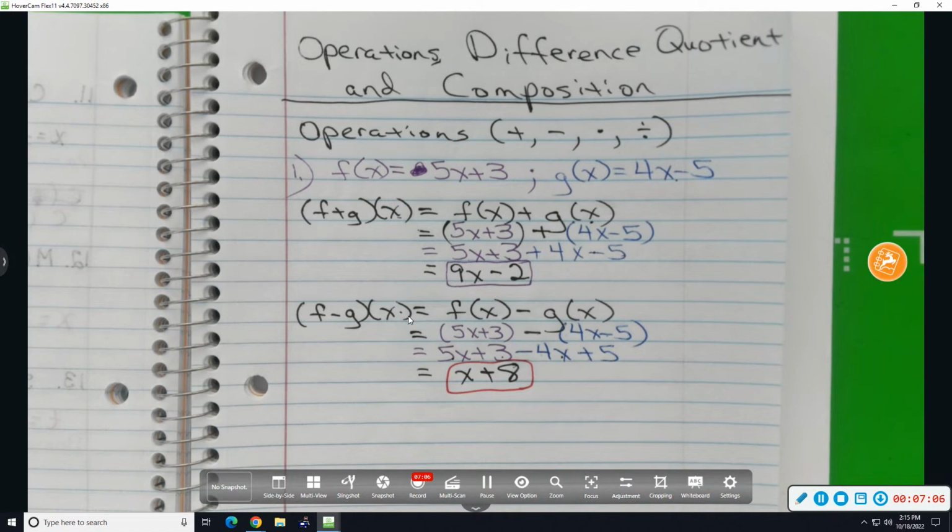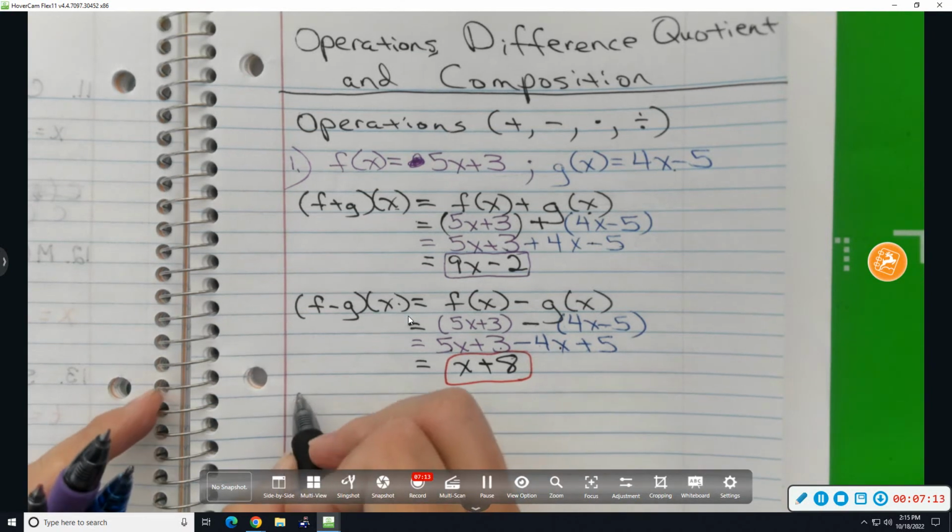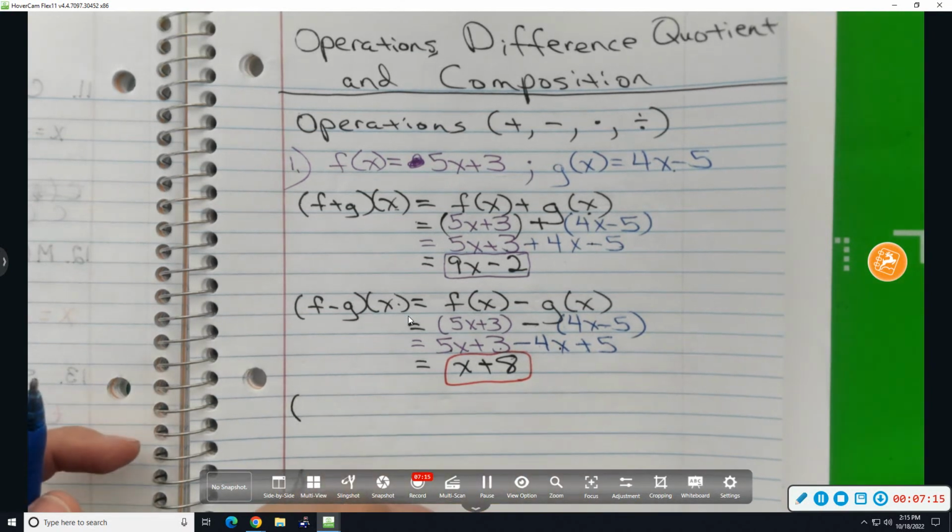Multiplication of functions. Multiplication is just algebraic multiplication. So, any questions before we go on to multiplication?